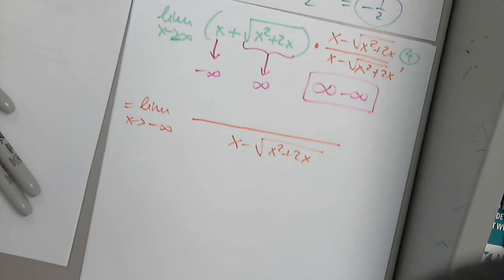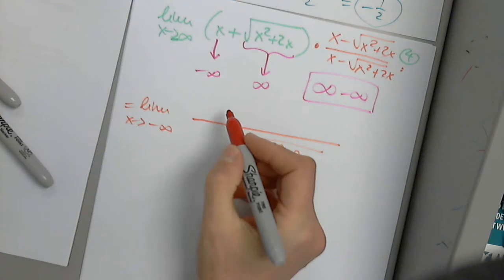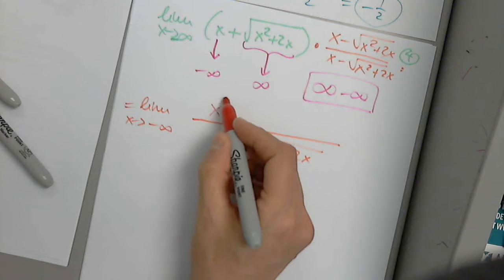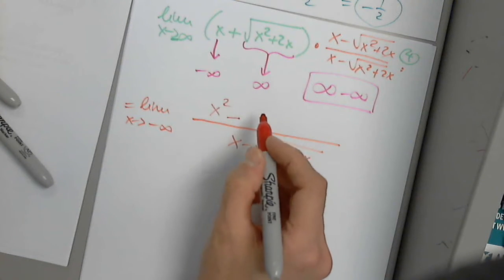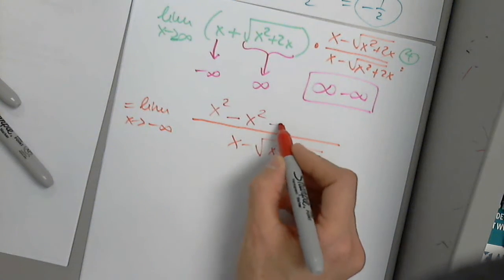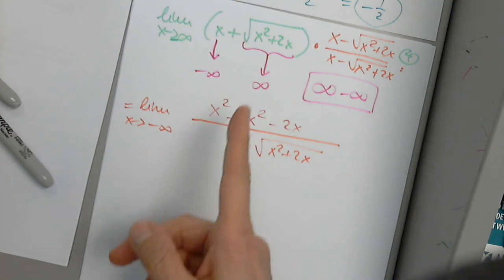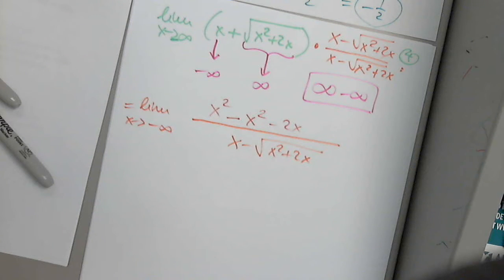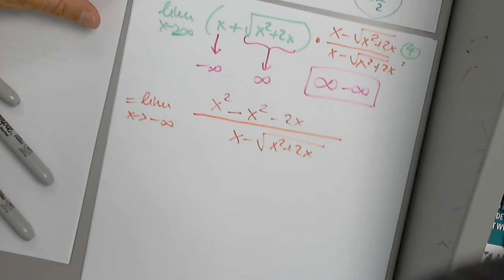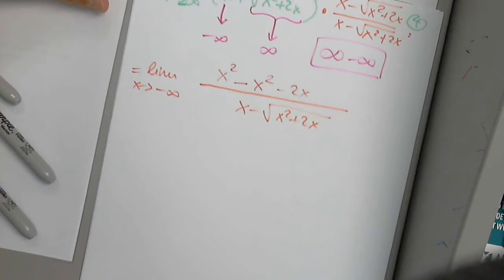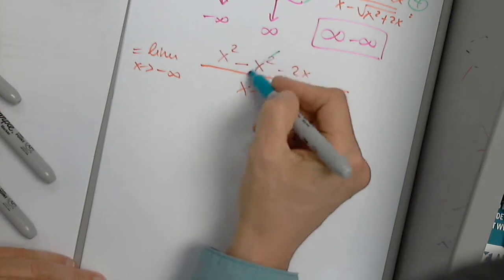And can anyone give us the numerator? Yeah. x squared minus x squared minus 2x. Very good. First term squared minus the second term squared, and we have to distribute. Everyone on board with this? Questions, please? Anyone, please? Okay. So these two go away.